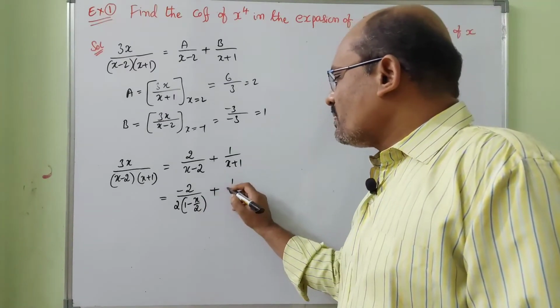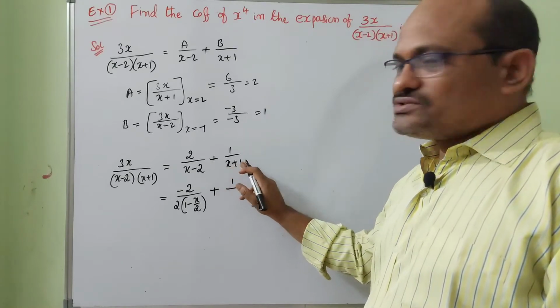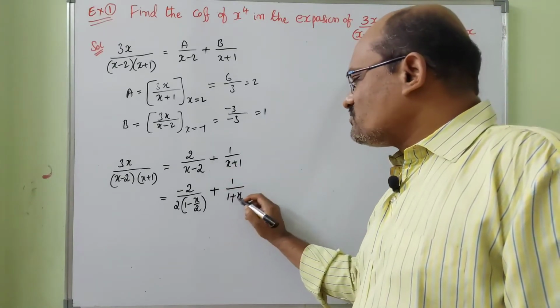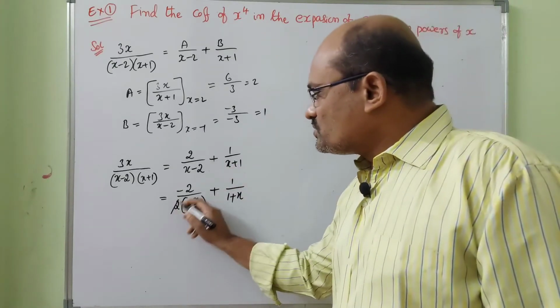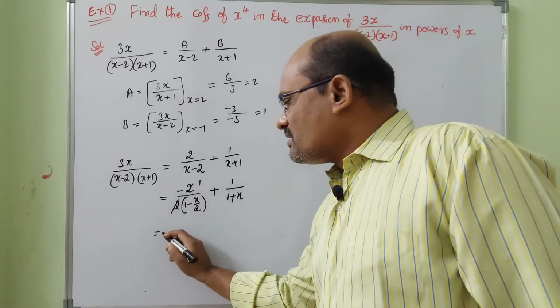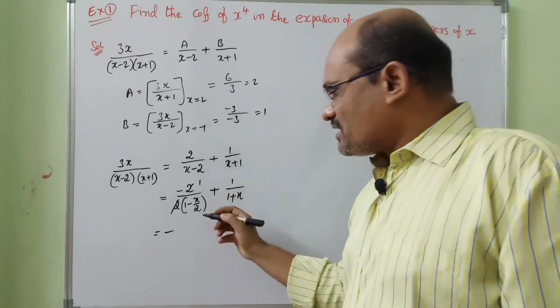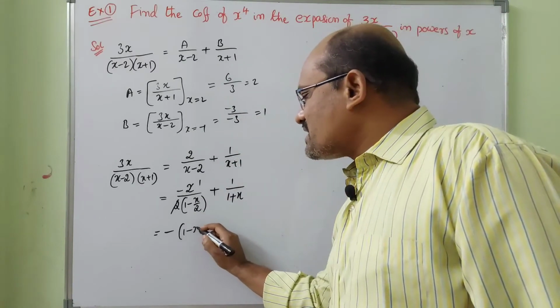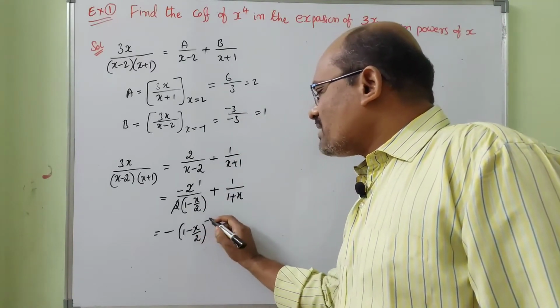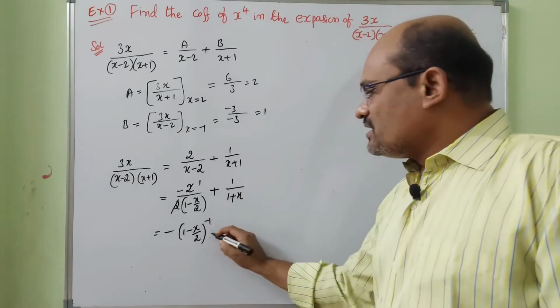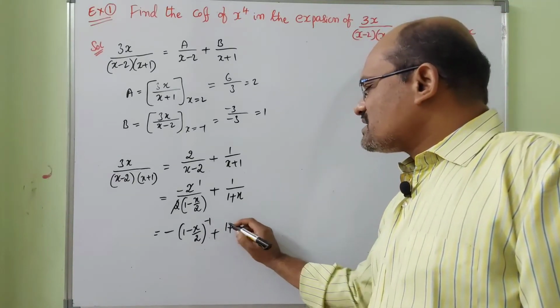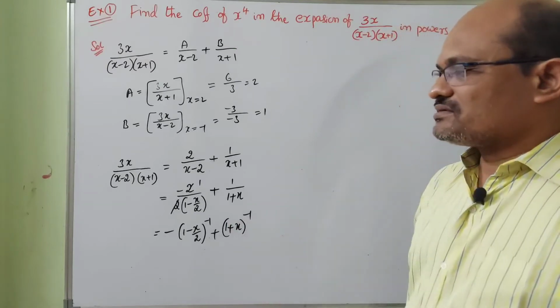Here also, this is x plus 1. So take it as 1 plus x. Write 1 at the starting. Here 2 gets cancelled. You will get 1 here. Now take denominator into the numerator. It becomes 1 minus x by 2 power minus 1. Here this is 1 plus x whole power minus 1.